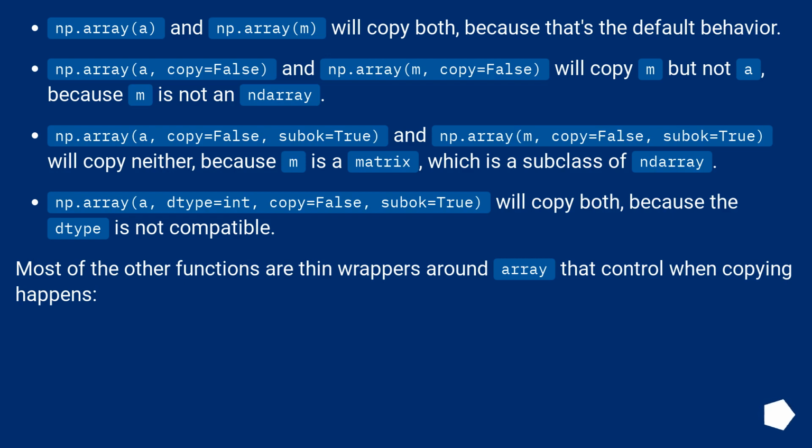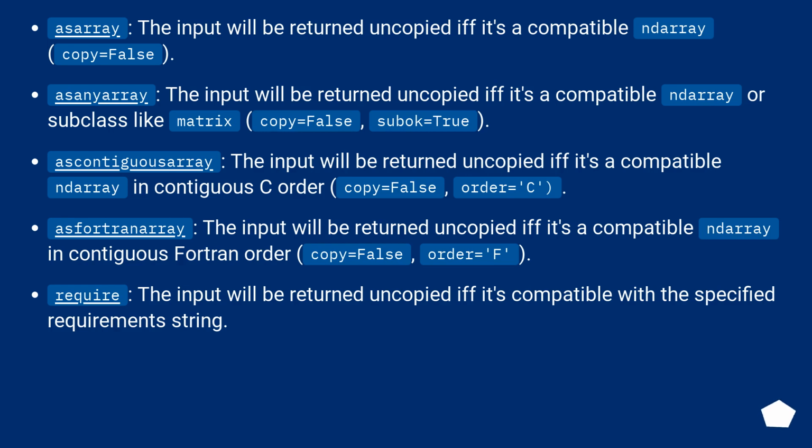Most of the other functions are thin wrappers around array that control when copying happens. asarray: the input will be returned uncopied if it's a compatible array, copy=False. asanyarray: the input will be returned uncopied if it's a compatible array or subclass like matrix, copy=False, subok=True. ascontiguousarray: the input will be returned uncopied if it's a compatible array in contiguous C order, copy=False, order='C'. asfortranarray: the input will be returned uncopied if it's a compatible array in contiguous Fortran order, copy=False, order='F'. require: the input will be returned uncopied if it's compatible with the specified requirement string.